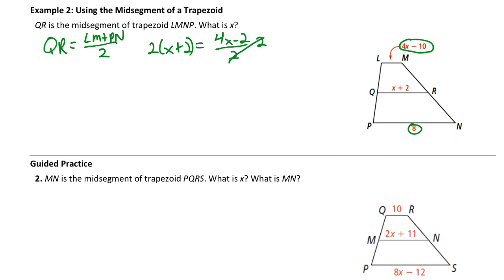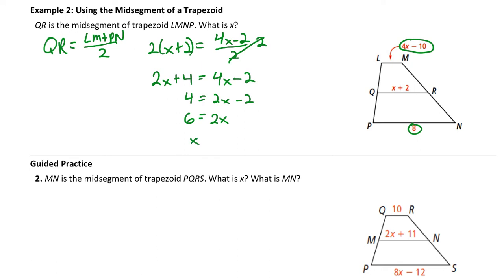So this left-hand side of the equation becomes 2x plus 4 equals 4x minus 2. And once you have that set up, I'm confident you guys can solve that. So if I subtract 2x from both sides, this becomes 4 equals 2x minus 2. Add 2 to both sides, this becomes 6 equals 2x.